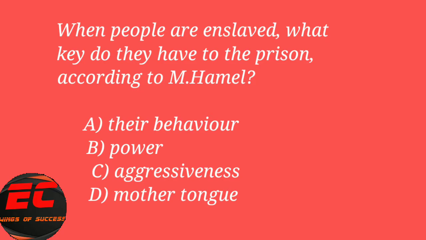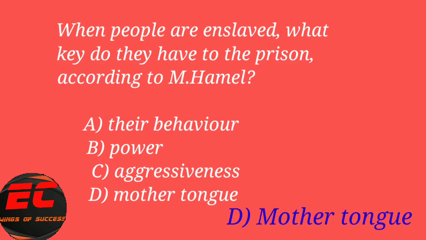Next, when people are enslaved, what key do they have to the prison according to M. Hamel? Option A, their behavior. Option B, power. Option C, aggressiveness. Option D, mother tongue. So the correct option is option D, mother tongue.